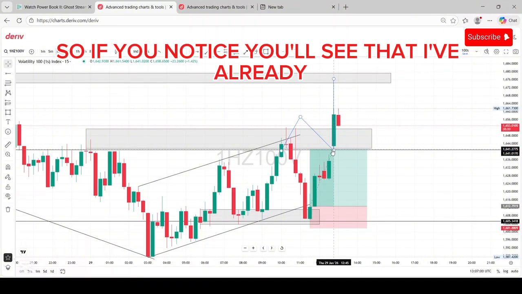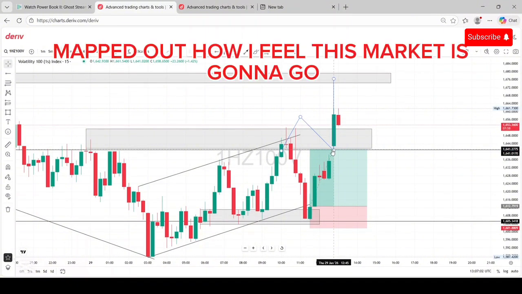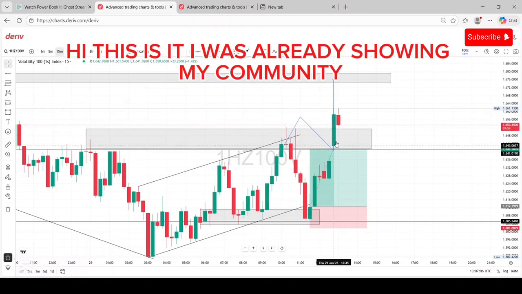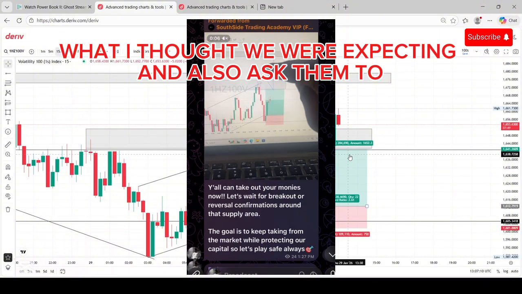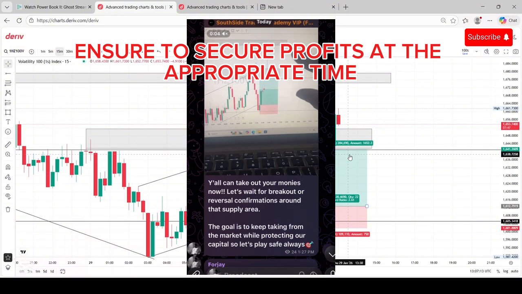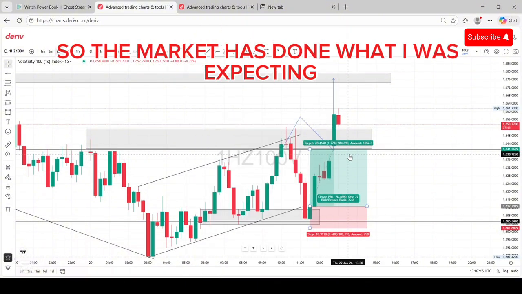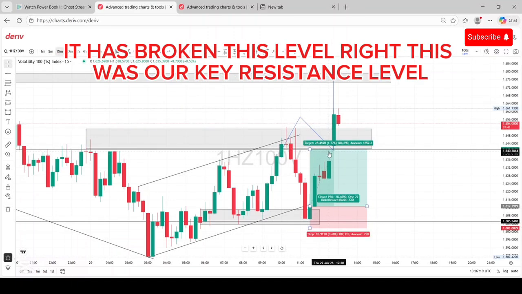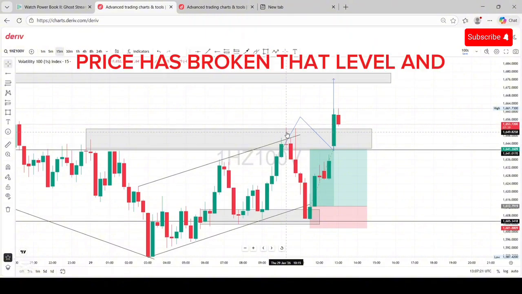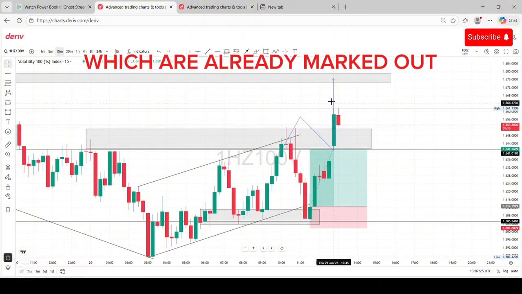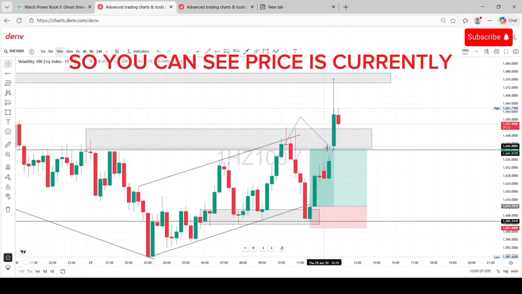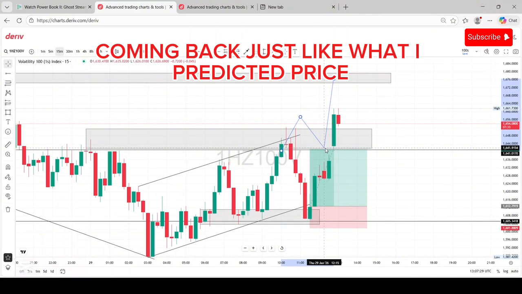So if you notice, you'll see that I've already mapped out how I feel this market is going to go. This is it. I was already showing my community what I thought we were expecting, and also asked them to ensure to secure profits at the appropriate time. So the market has done what I was expecting. It has broken this level, right? This was our key resistance level. Price has broken that level, and if you see, the arrows are here already, which are already marked out. So you can see price is currently coming back, just like what I predicted.